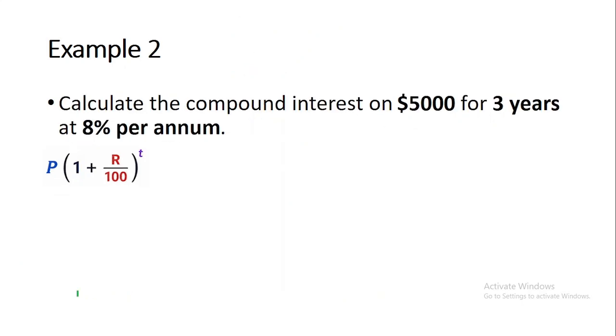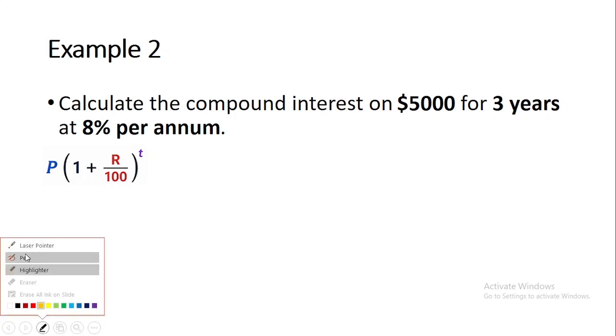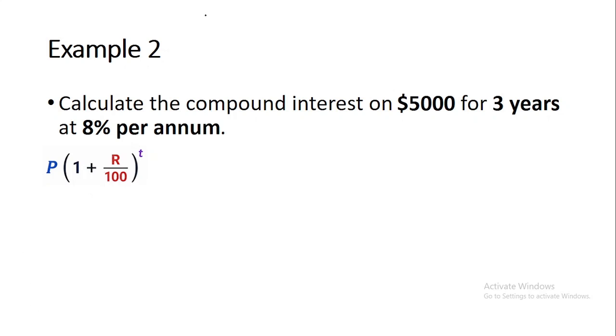All right. So let's quickly go through question 2. So example 2. Calculate the compound interest on 5,000 for 3 years at 8% per annum. That means that every year it's gonna be compounded. All right, and we want to find what is gonna be our compound interest after 3 years. So let's quickly do this right here, where we are going to write what our P is. So our principal is 5,000.